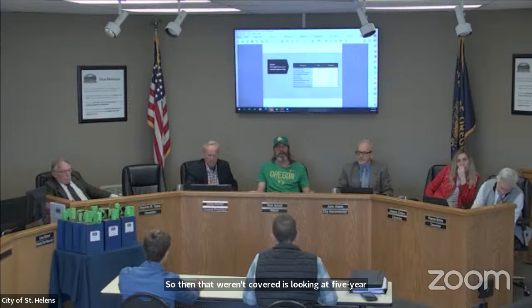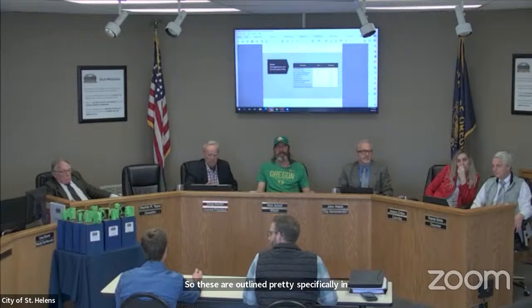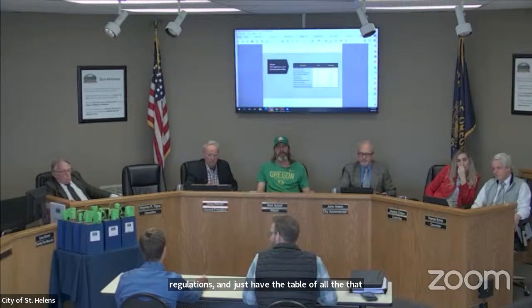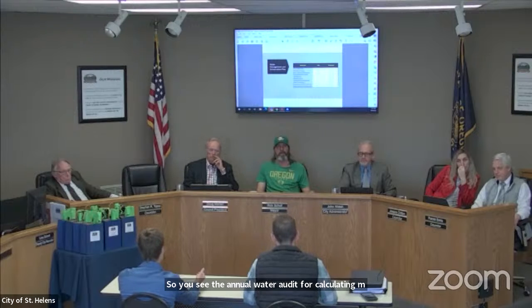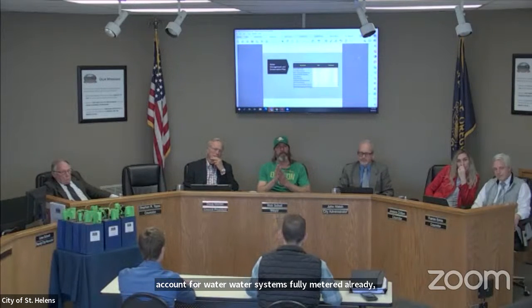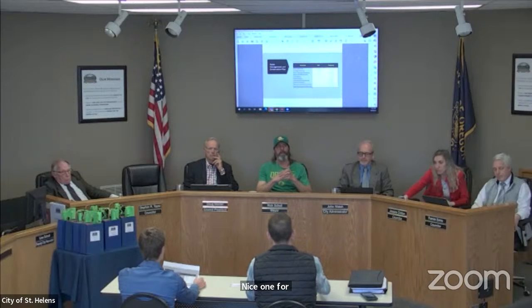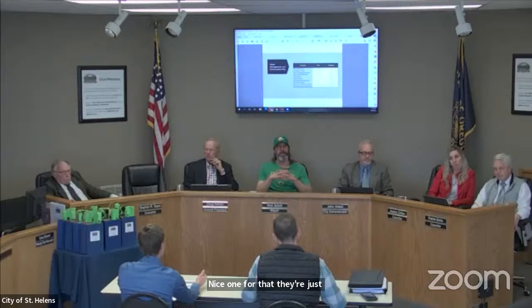These are outlined pretty specifically in Oregon's regulations, and we just have the table of all the benchmarks, the date, and then the frequency for each of them to be completed. So you see the annual water audit for calculating unaccounted for water. The water system's fully metered already, so no benchmark for that. And then leak detection is in there. So just a 5-year plan on conservation efforts.